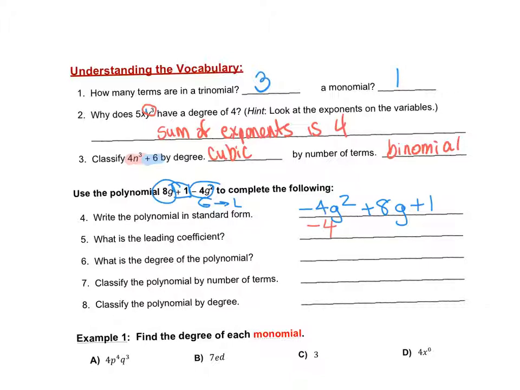What is the degree of the polynomial? Well, the highest exponent is 2. It is power of 2, which we call a quadratic. Classified by number of terms, there are 3 terms, 1, 2, and 3, so it is called a trinomial. And classified by the degree, we will call this a quadratic trinomial.